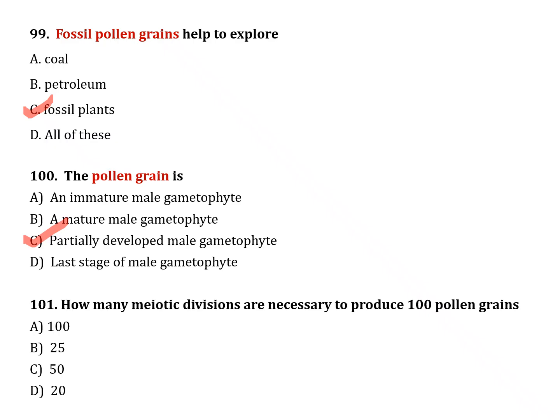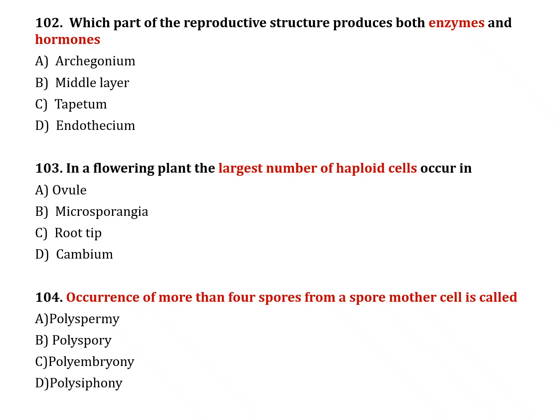The next question, number 101. How many meiotic divisions are necessary to produce 100 pollen grains? Option A 100, option B 25, option C 50, option D 20. Correct answer is option B, 25. The next question, number 102. Which part of the reproductive structure produces both enzyme and hormone? Option A, archesporium. Option B, middle layer. Option C, tapetum. Option D, endothecium. Correct answer is option C, tapetum.